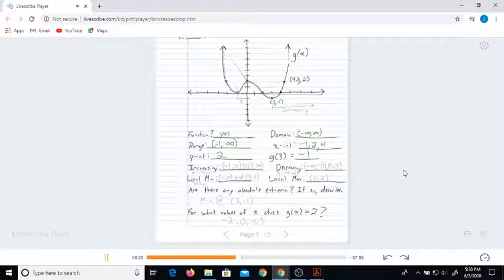And here we get to the new stuff. So when we're describing where a function is increasing and decreasing, we'll describe it in terms of an x interval. So it's always an x interval. So it's increasing from here to here, and it's also increasing from here forward.